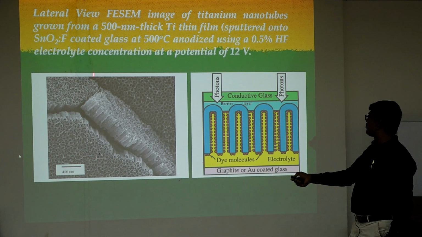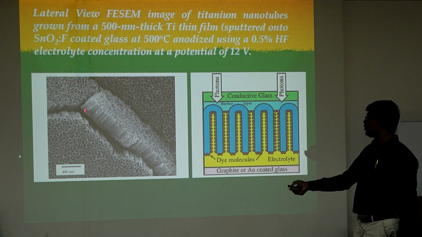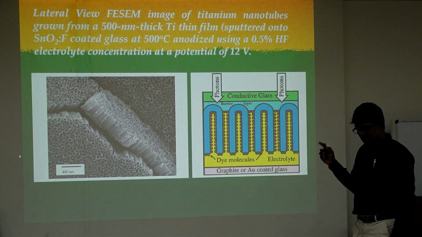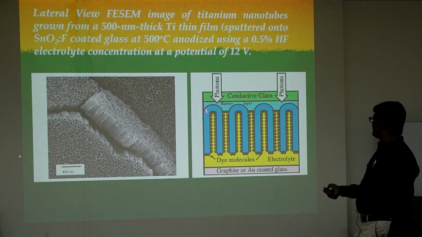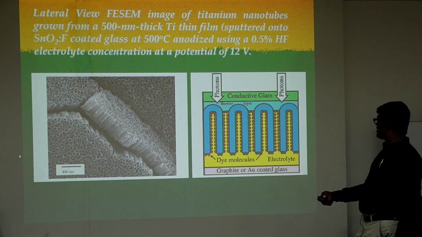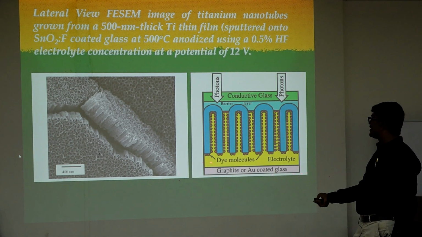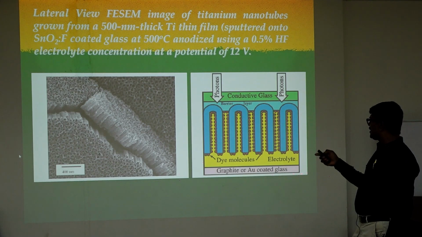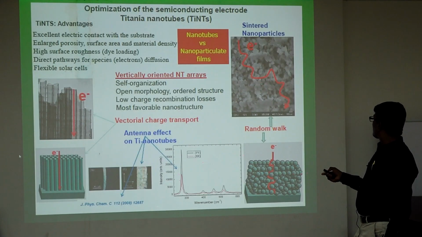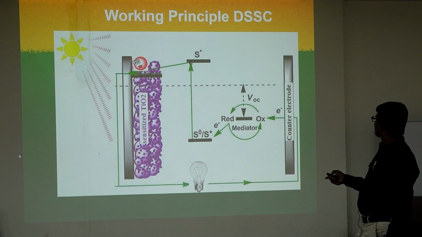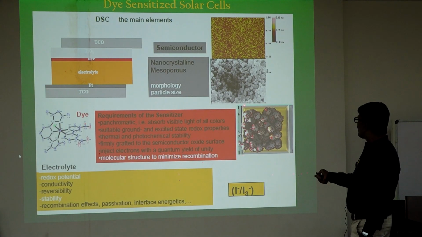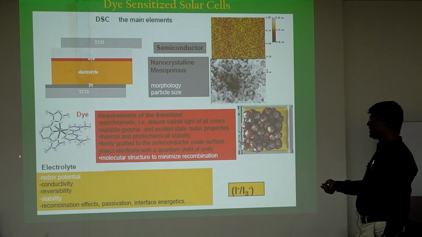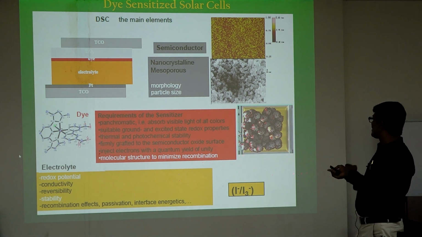This is the same image of your TiO2 particle, and here the TiO2 tubes. You can see the TiO2 tubes are open here. Second important point: in the case of tubes, you can see dye molecules on the surface of the walls as well as inside the tubes. Whereas in the case of particles, it will be only on the surface. So the number of dye molecules absorbed will be less there compared to here. That's the advantage here.